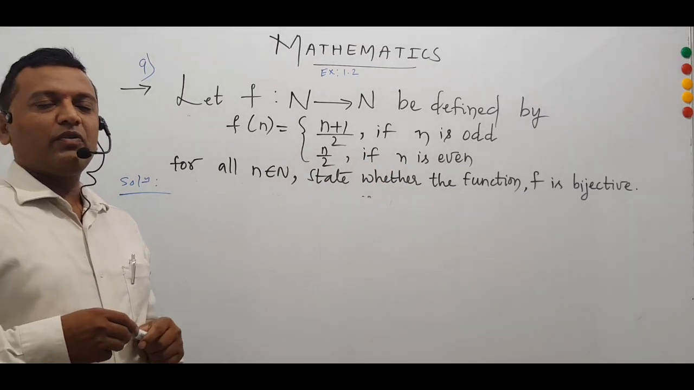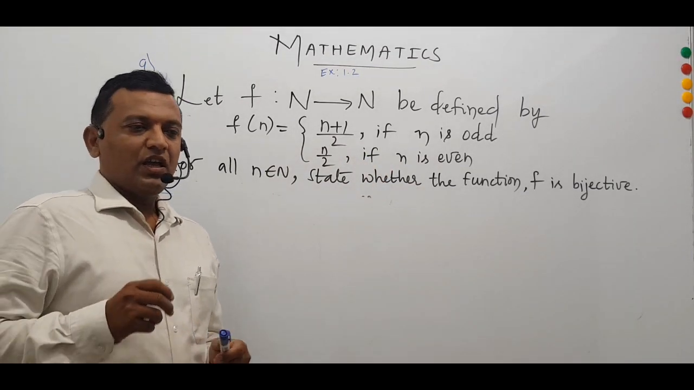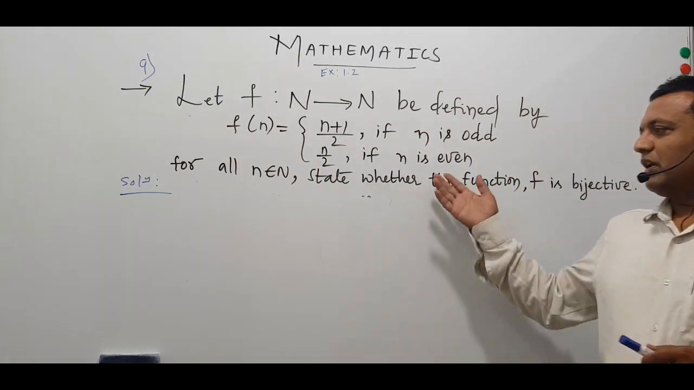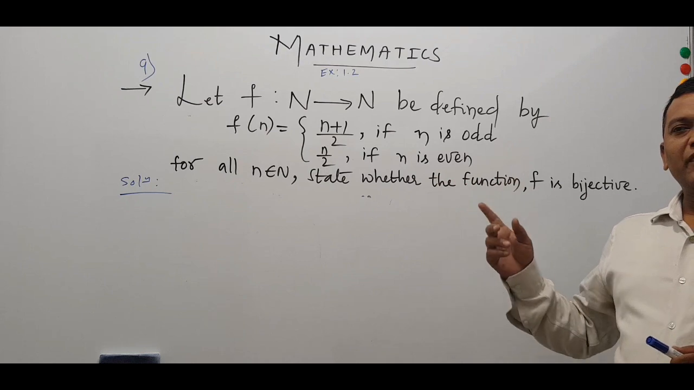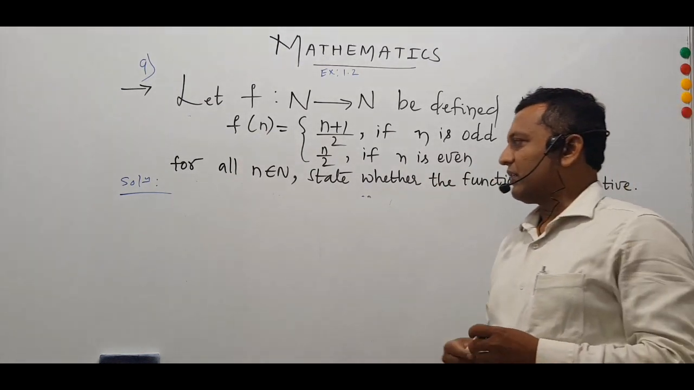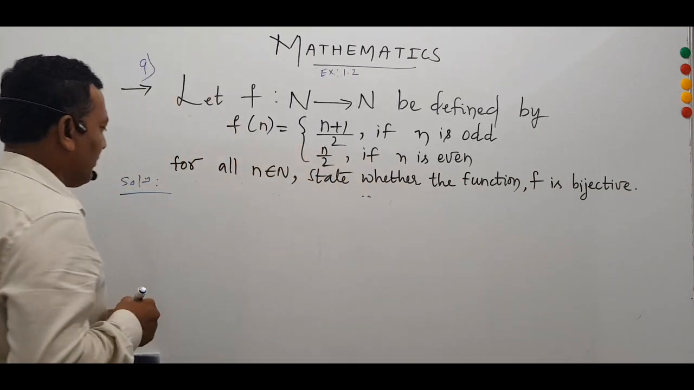So, we know from the definition of a bijective function, a function is said to be bijective if it is both one-one and onto. So we'll check one by one. If it fails any one of these, then it will not be a bijective function. First case, we'll check for one-one.